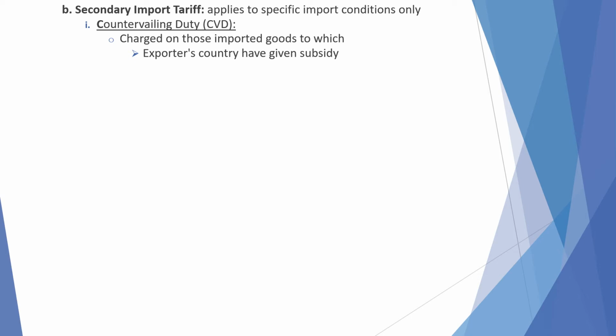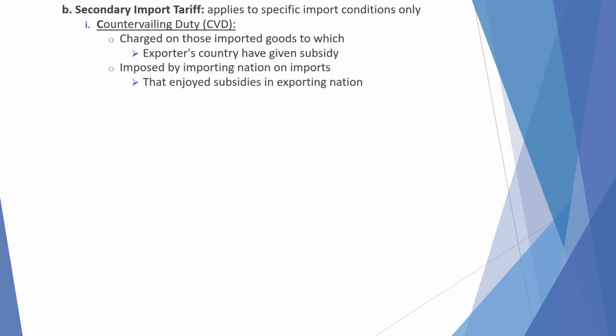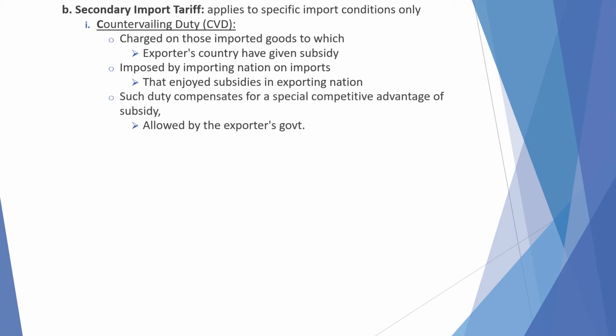For example, countervailing duty. It is charged on imported goods to which the exporter's country has given subsidy, and it is imposed by the importing nation on the imports that enjoy the subsidy in the exporting country. Such duty compensates for the special competitive advantage of the subsidy. It is allowed for the exporter's government.